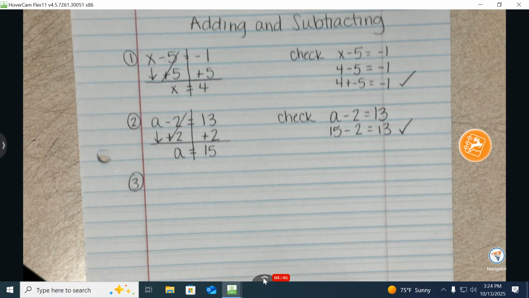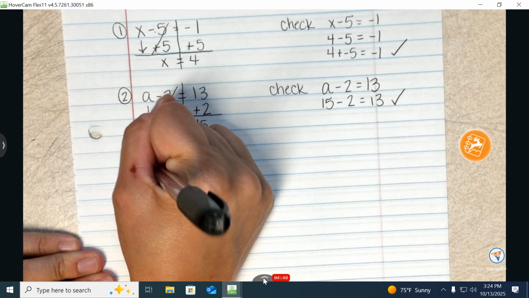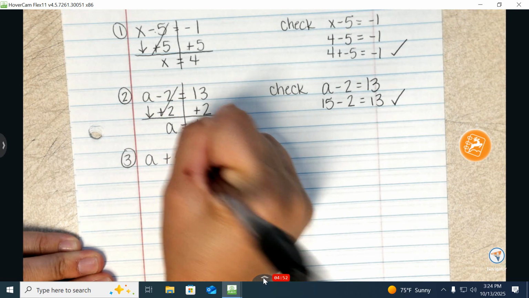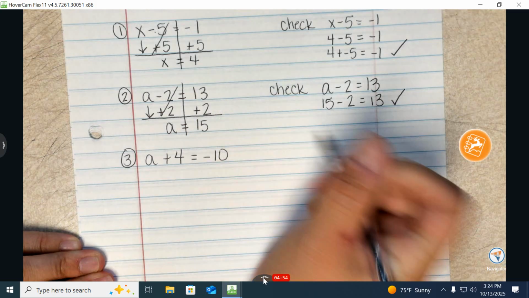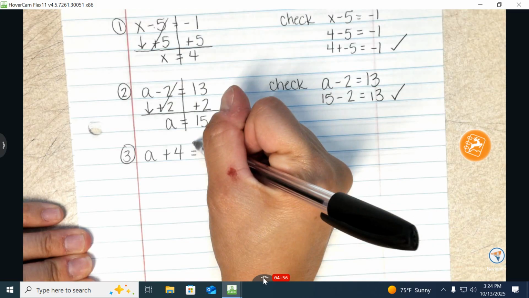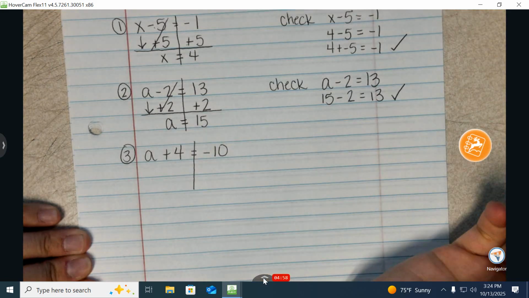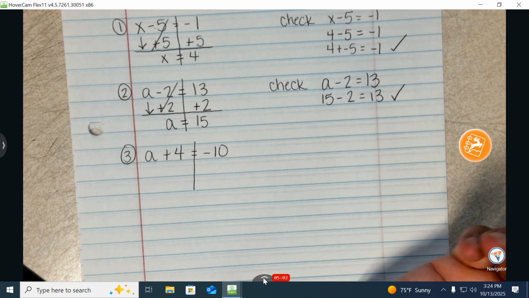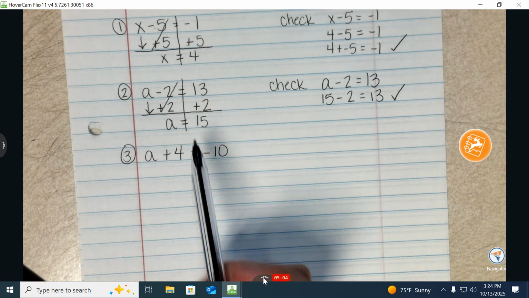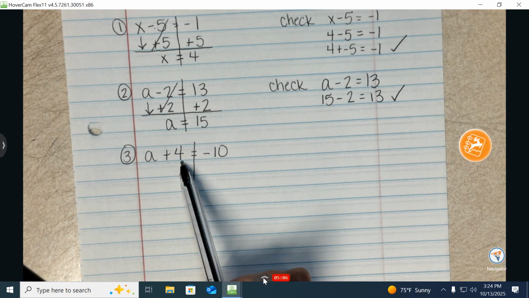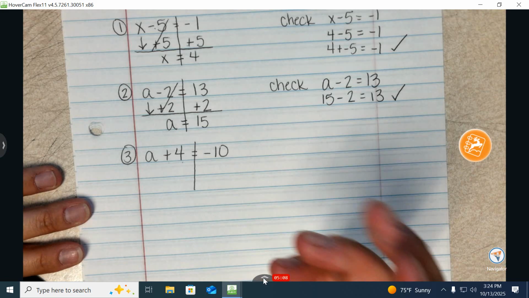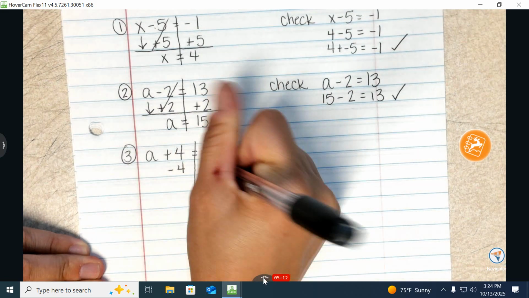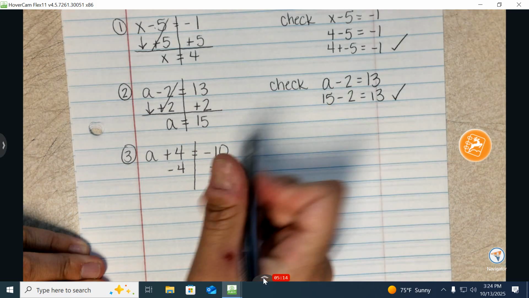Number 3. A plus 4 equals negative 10. Draw your line so that your equal sign stays straight in that line so we can keep things organized. The inverse of adding 4 is going to be, and remember the inverse means opposite, so that's going to be subtracting 4. You've got to subtract 4 on both sides.